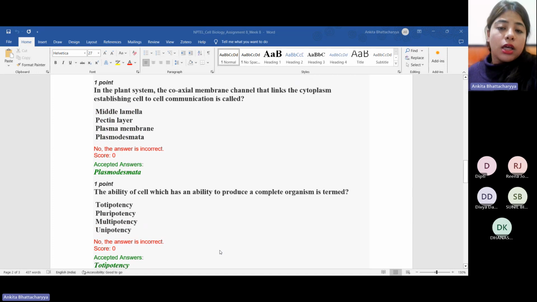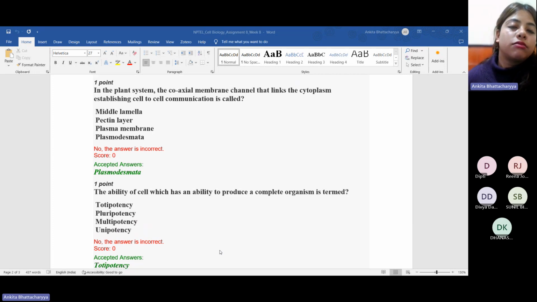Then in the next question, we've been asked about the plant system, the coaxial membrane channel that links the cytoplasm, establishing cell-cell communication. This is something we also discussed: it is a feature unique to plants and is present within the outermost layer, within the cell wall, and that is known as the plasmodesmata.